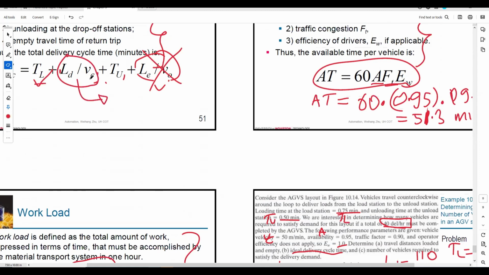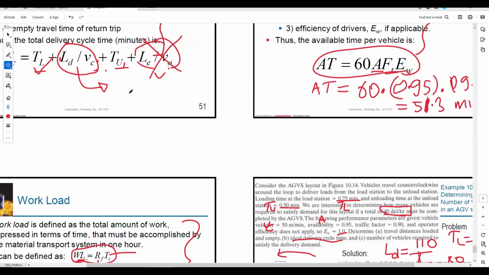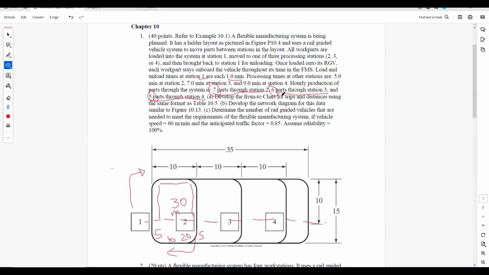And there are also loading, unloading, and the processing time, so we must add those as well. The load and unload times are given. Processing times at the other stations are 5 minutes, 7 minutes, and 9 minutes. This gives us the average time. All right, so let's calculate the processing time also.